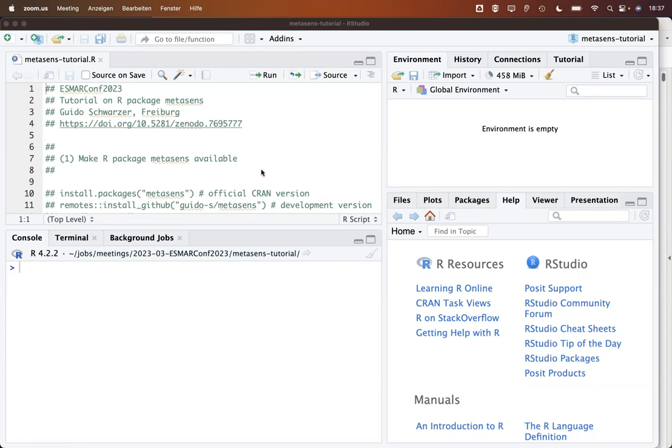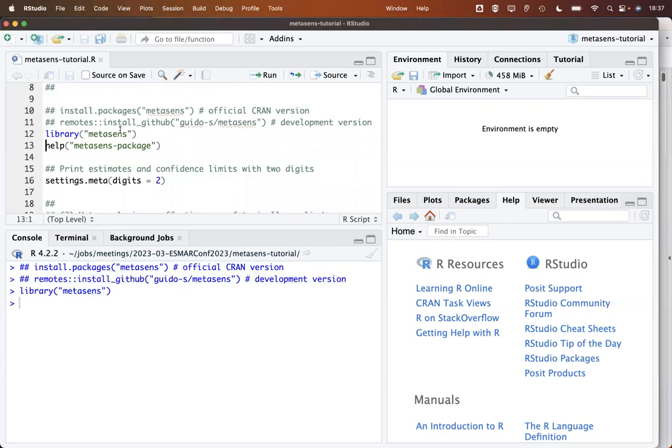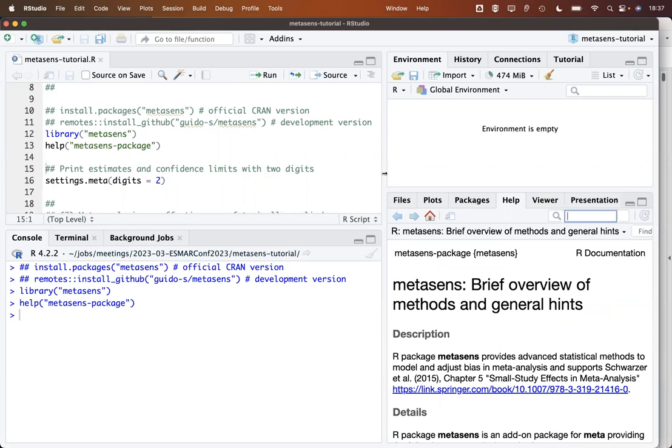There are basically two versions of metasens available. One is the official CRAN version, and the other one is available on GitHub, where you can find bug fixes and newer features. So let's start by looking at the overview page of metasens.